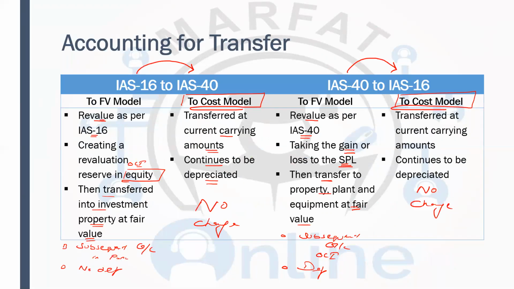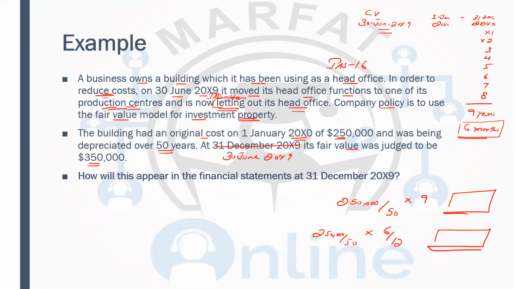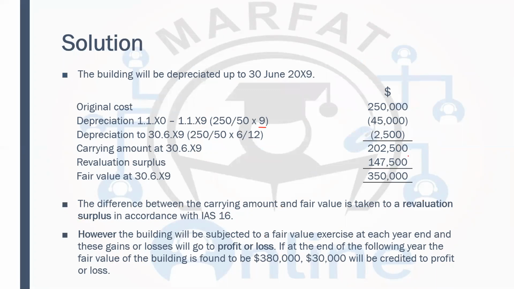Now going back to what we have studied. This is being transferred from IAS 16 to IAS 40. I said revalue it as per IAS 16. At the transfer date, it is given that the fair value is 350,000. So revalue it as per IAS 16. The difference between the carrying value and the fair value is the revaluation surplus, which will be recorded in other comprehensive income because the property is still in IAS 16. Then the standard says, now transfer the property to IAS 40. On what value? The fair value. This becomes the fair value.